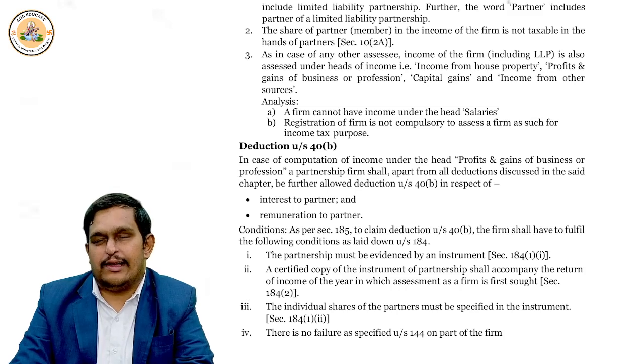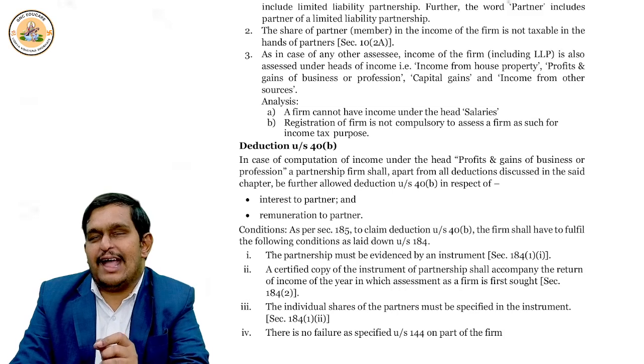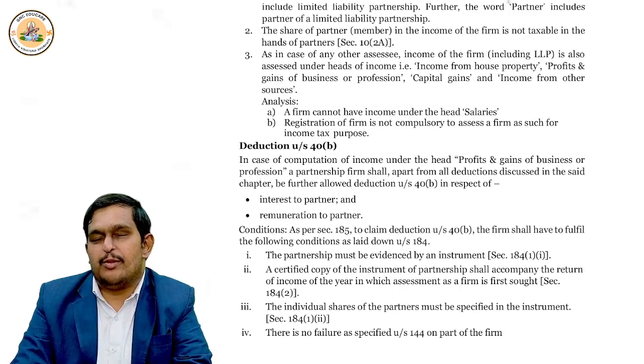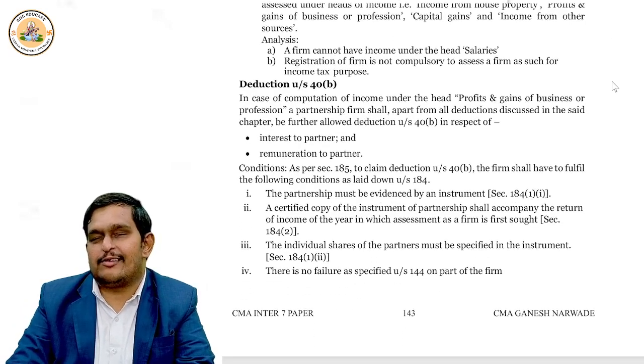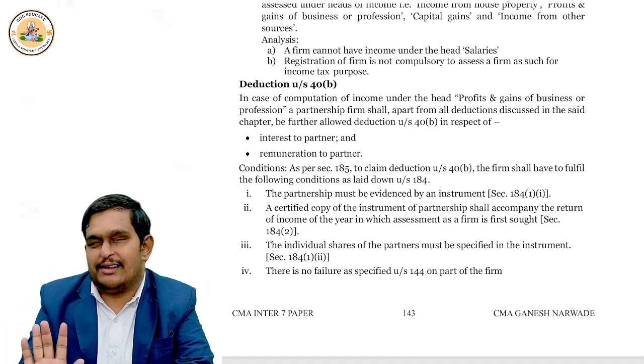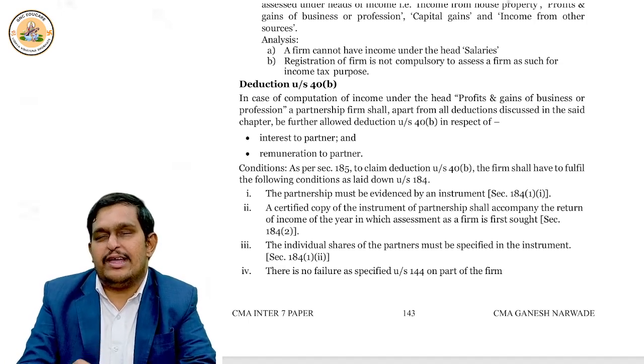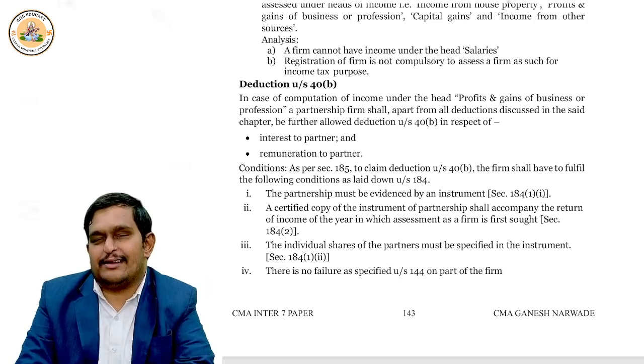Now 184 says, shall I tell the conditions? And the conditions are here. First condition, the partnership should be evidenced by an instrument. Now you may be saying, sir, just now you said registration is not required. Now you are telling evidenced by instrument. What is this? Listen carefully. I said registration under the Partnership Act 1932 is not required. But at least some partnership agreement should be there, right? That's why I said the partnership should be evidenced by an instrument.